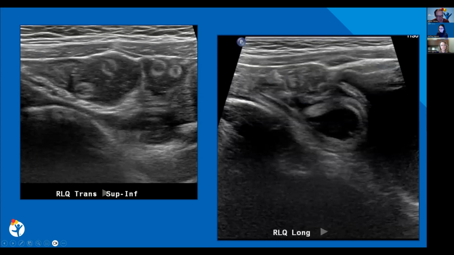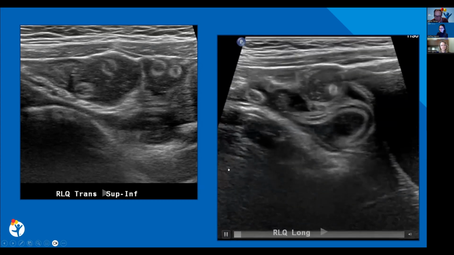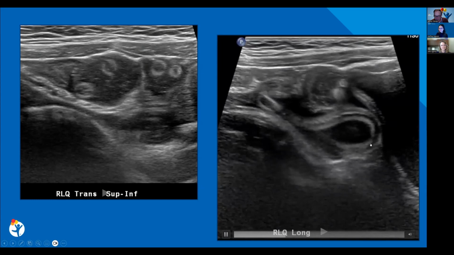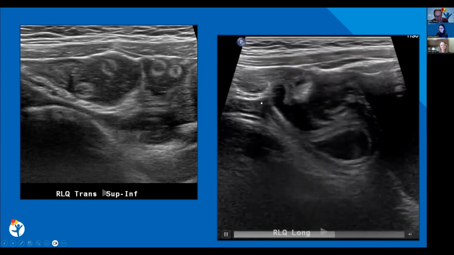As we were scanning through, our sonographer very astutely noticed there was something else weird going on. There were these echogenic, tubular looking things within the lumen of some of the bowel in the right lower quadrant. I'll play this little sitting clip for you here. So we can see this echogenic thing, and it looks like it's slithering through the lumen of the small bowel there.